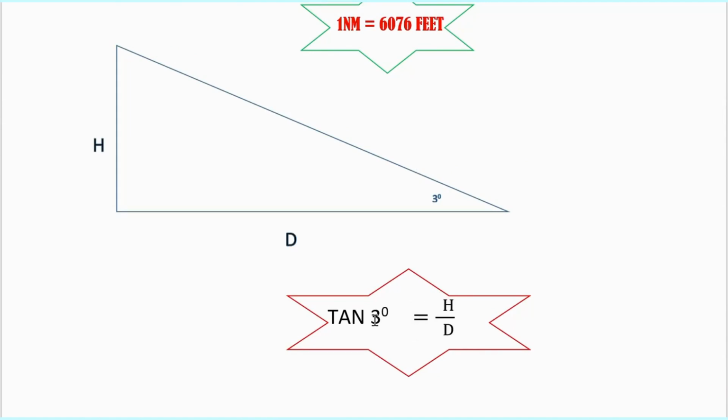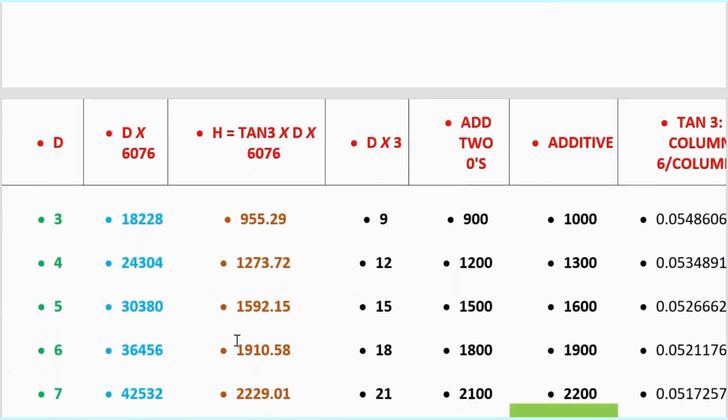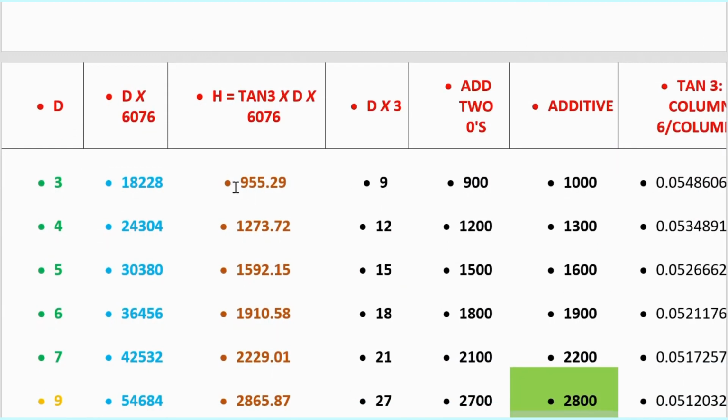Now if you want to work out the height, height is equal to distance times tan 3. If you make height the subject, it will be distance times tan 3. Simple basic mathematics of transposing subjects from an equation. Basic algebra for you. So to work out the height, you multiply tan 3 by the distance in feet, which is what I've done here. And when you do that, you get 955.29.